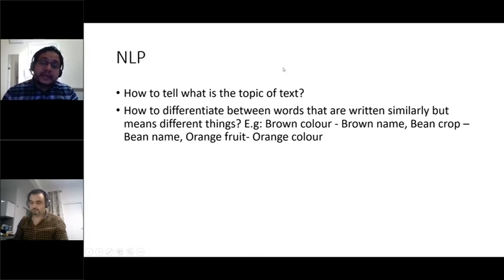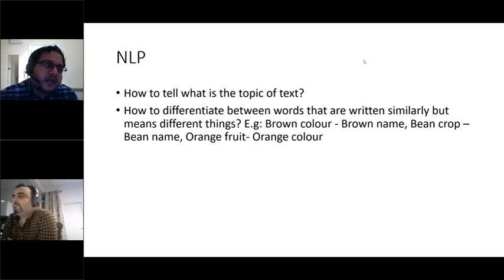Now let's have a look at NLP, natural language processing. We have seen examples for images. Let's see with NLP how to tell, for example, what the topic of a text is. You have a text and you want to tell if it is speaking about politics, poetry, history, this kind of thing. This is a very simple classification problem for text. The older techniques work very well for classification in many cases.